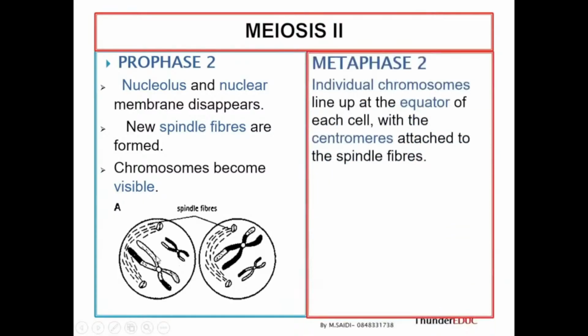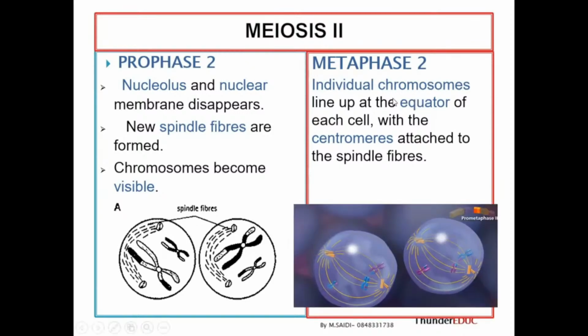Yes. So now, in metaphase II, the individual chromosomes line up here. Individual chromosomes align along the equator singly or individually. On the other side, in meiosis I, we say that chromosomes align along the equator in homologous pairs and randomly. Here, they align along the equator singly or individually. So you have to know the difference. Sometimes you are asked the difference between meiosis I and meiosis II. You can use the process to differentiate between the two.